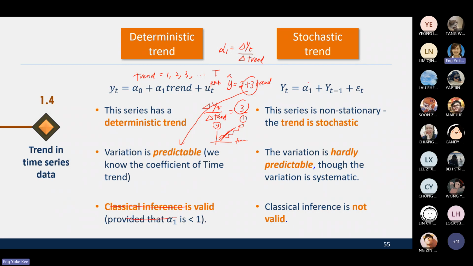Okay. Right. How about the stochastic trend? Stochastic trend is pretty simple. Stochastic trend means what? You cannot predict how much the value will change over time. All right. So it is hardly predictable because the variation is systematic. Okay. So what does it mean? So like this case.